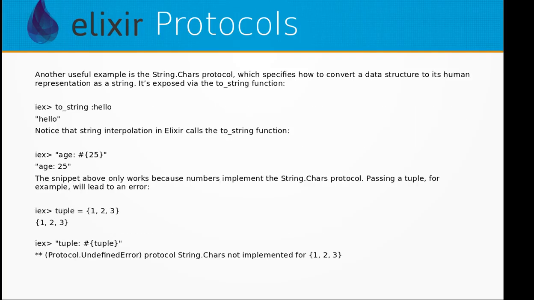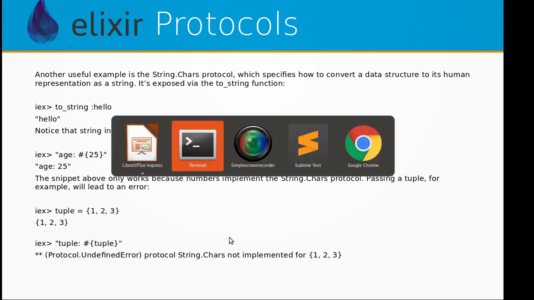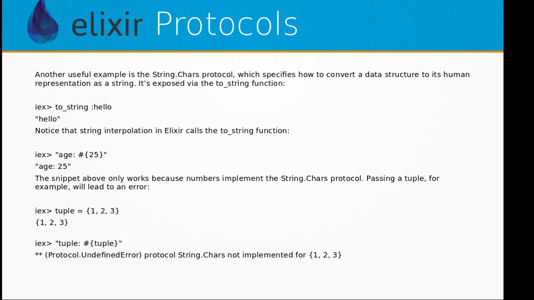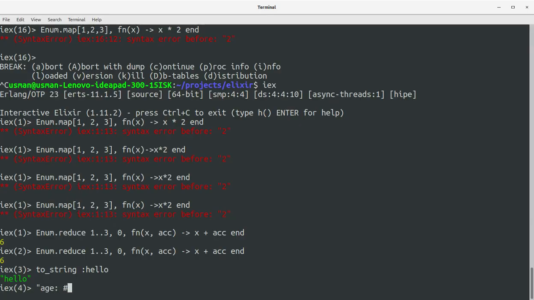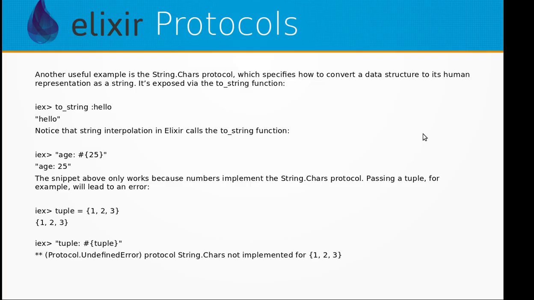Another useful example is the String.Chars protocol, which specifies how to convert a data structure to its human representation as a string. It's exposed via the to_string function. To string hello, and we get hello. Notice that the string interpolation in Elixir calls the to_string function. So if we pass in double quotes age colon hash 25 double quotes, we get age colon 25. The snippet above only works because numbers implement the String.Chars protocol. Passing a tuple, for example, will lead to an error.